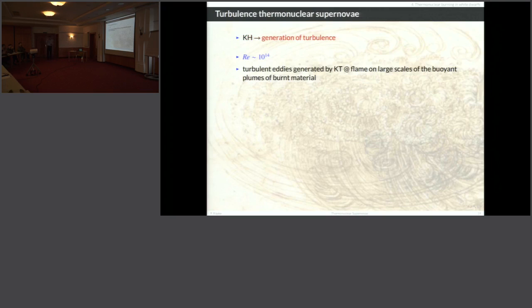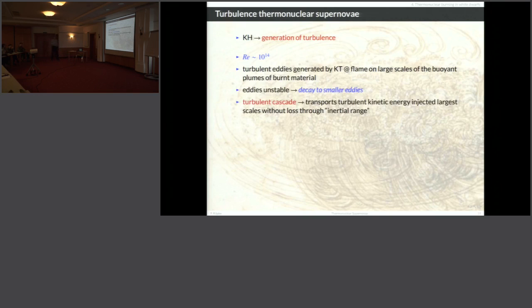The Kelvin-Helmholtz instability is important in thermonuclear supernovae because this is actually what, in the nonlinear stage, leads to the generation of turbulence. One can make an estimate by comparing the typical velocities of a buoyantly rising plume, which sets the velocity of the shearing layers where the flame is located, and we would take the typical length scales and the typical viscosity of the material, and then you get an estimate for the Reynolds number, and you find that the Reynolds number is huge. It's 10 to the 14 in the case that we expect in deflagrations in white dwarf material. So that means that turbulent eddies will be generated by the Kelvin-Helmholtz instability at the flame on the largest scales by the buoyant plumes due to the Rayleigh-Taylor instability.